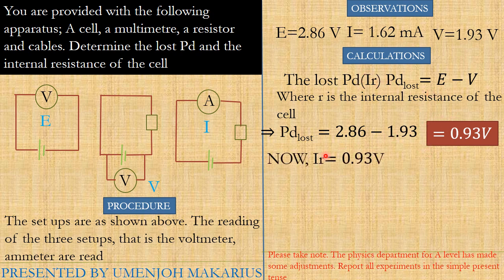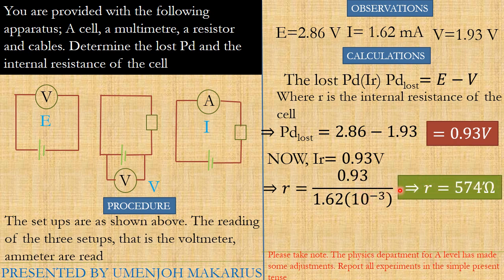So we now know that our IR is equal to what? 0.93 volts. So if we make R the subject and we put in the value of I, because I in this case is in milliamperes, we have to convert to amperes by multiplying by 10 raised to the power negative 3. That therefore means that we are now going to have an answer of R, that's the internal resistance, to be 574 ohms. Good. So friends, this is the value of the internal resistance of the cell.